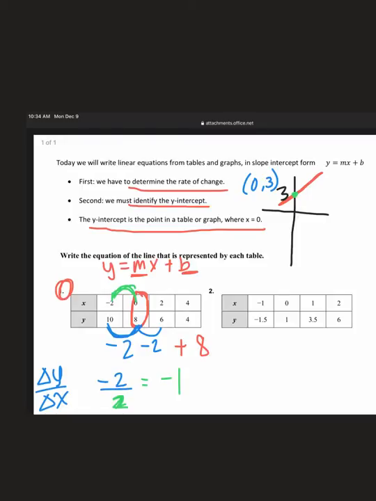So now we should understand that our m is negative 1 and our b, or the thing that represents the y-intercept, is 8. Are we ready to write the equation now? Yes. So let's write the equation.